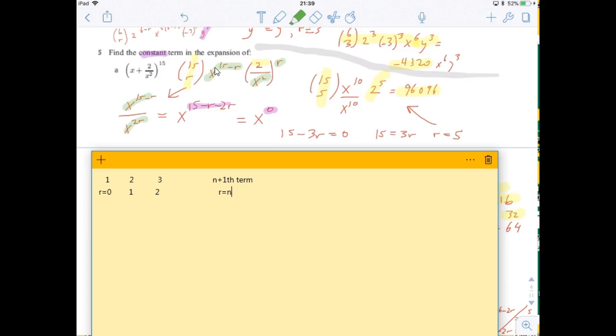Now, we know that the variable part of this is equal to nothing. So actually it's equal to 1. In terms of exponents of x, how do you make it equal to 1? Well, you set it equal to x to the 0. So x to the 0 is 1. So we know that the exponent 15 minus r minus 2r is actually equal to 0. So we are going to use algebra to calculate that. 15 minus 3r equals 0. 3r is equal to 15. r equals 5.